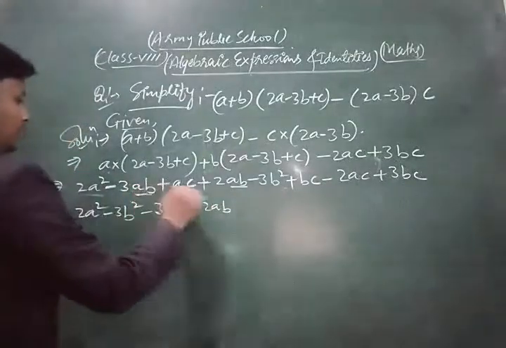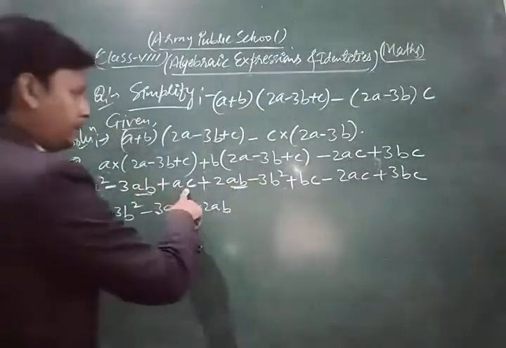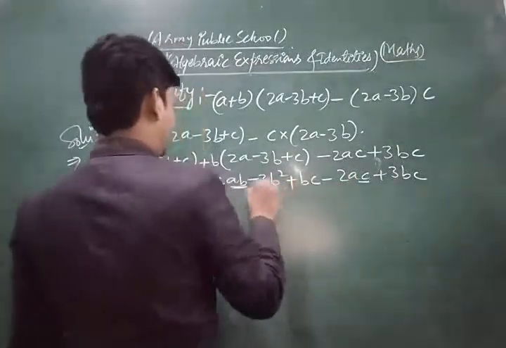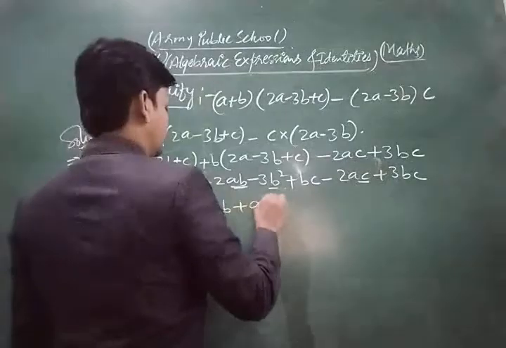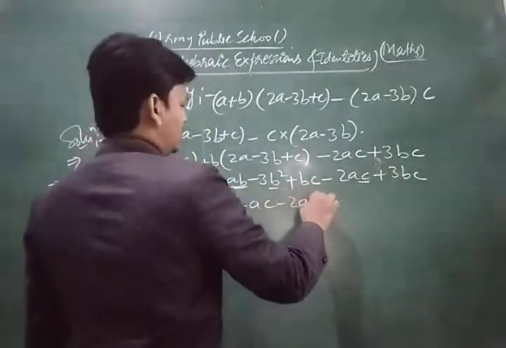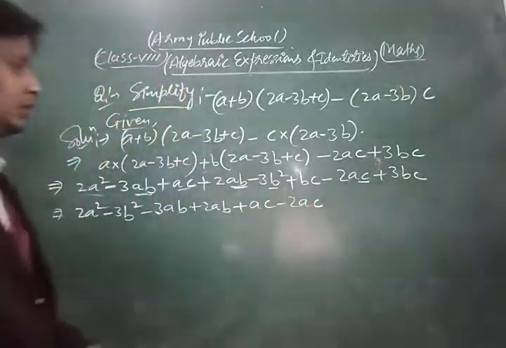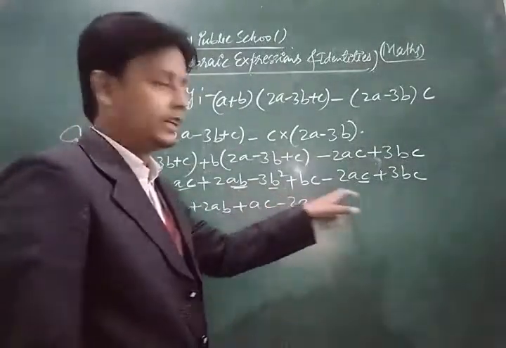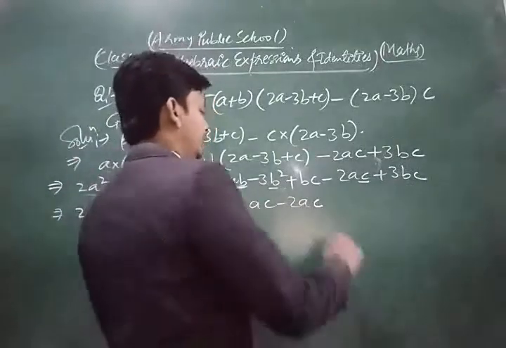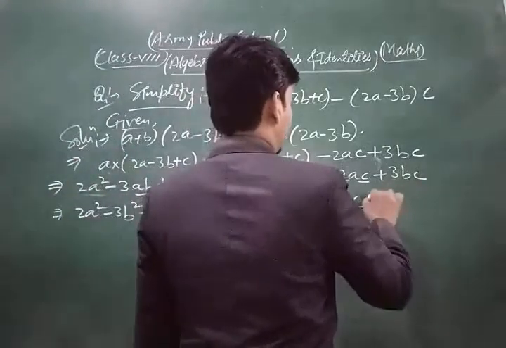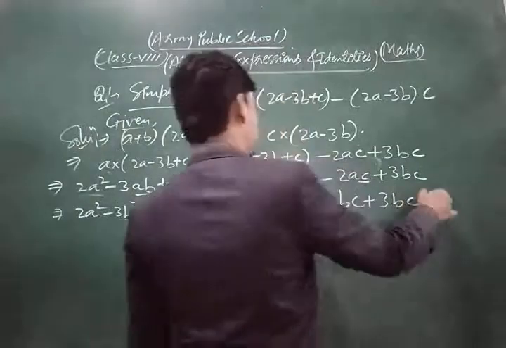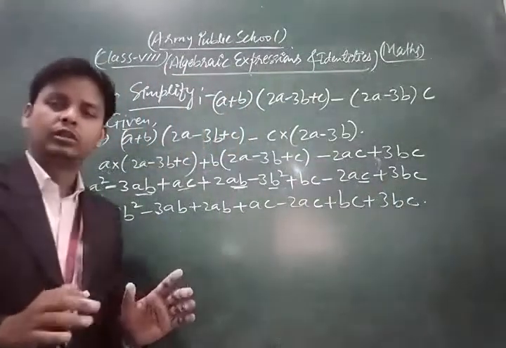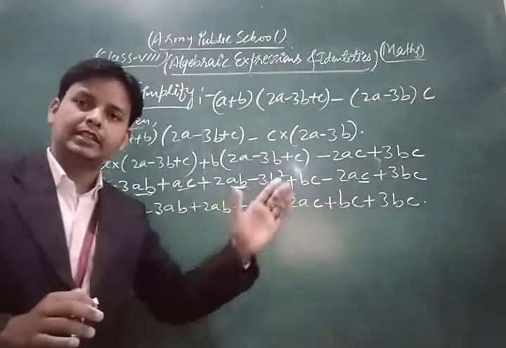Now ac is there and ac is there, so ac also is taken together: plus ac, meaning 1 ac, and minus 2ac together. Now bc is there and bc is also there, so here we write plus bc and plus 3bc. So first of all, we are collecting the like terms.